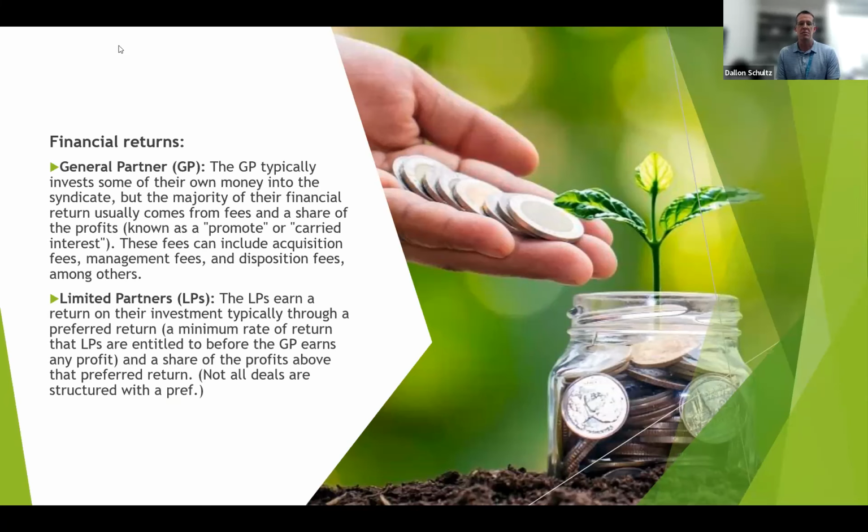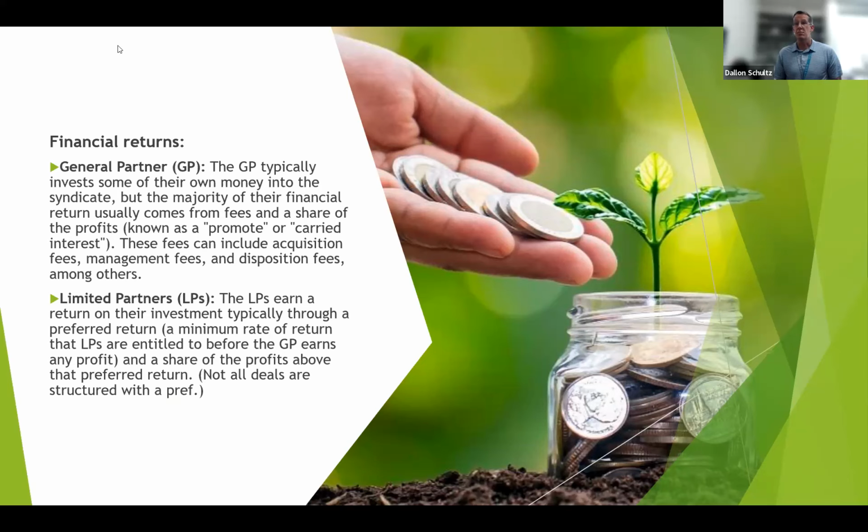So this is anything above and beyond the preferred return that goes to the limited partners, and a share of the profit splits, right? So they also make a portion of their income through fees. So this would be asset management fees, acquisition fees, disposition fees, refinance fees. There's a ton of different types of fees that can go in there, all of which help them to keep the lights on, right?